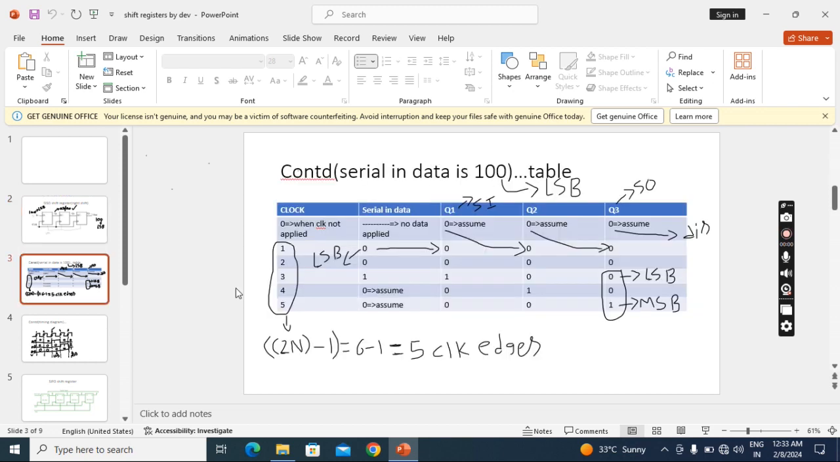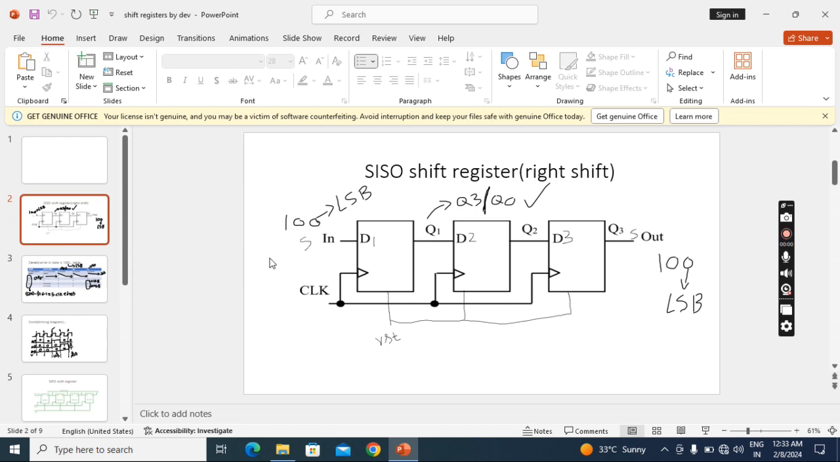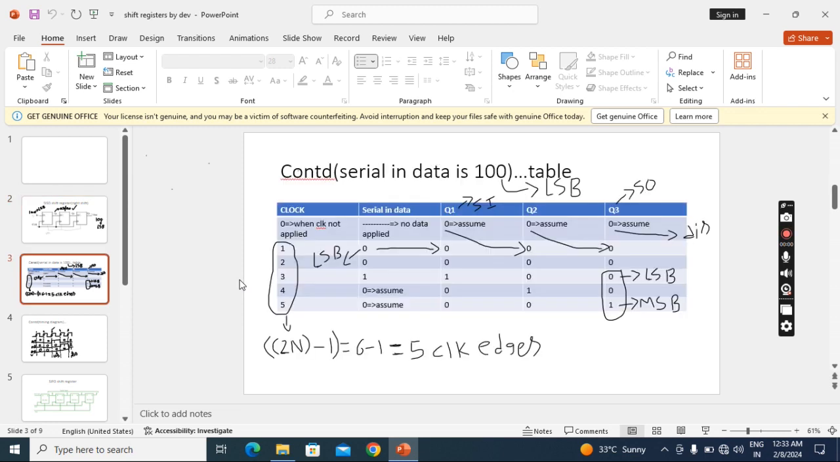So now, initially, the outputs we have to assume 0. When I have not applied any data here, in that case, what is the output of each flip-flop? 0, 0, 0, like that. It is an assumption. We have not applied any data.